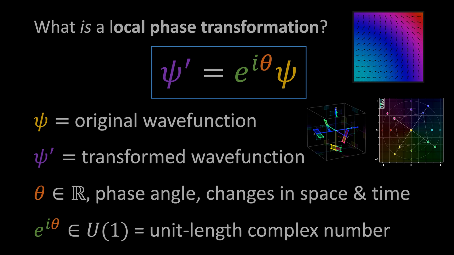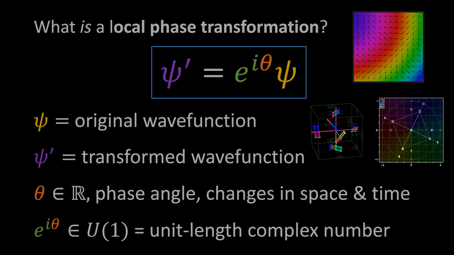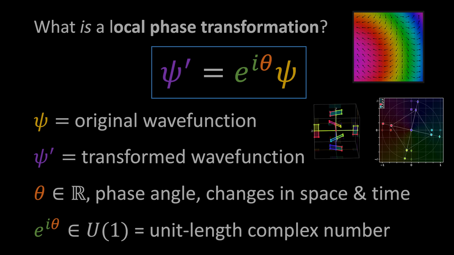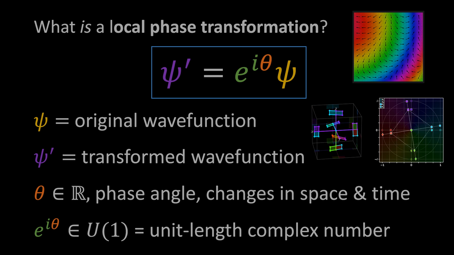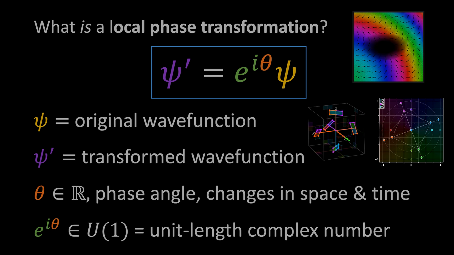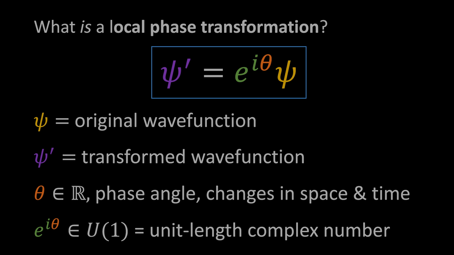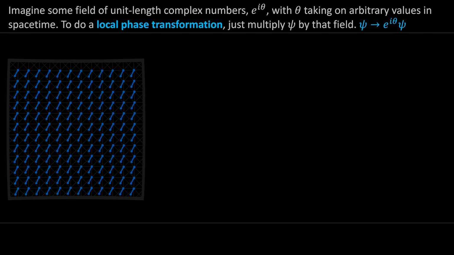So these local phase transformations are going to twist the flags around arbitrarily in space and time, depending on how we define our theta field. But the transformation is not going to be changing the orientation of the flagpoles themselves. It's just going to be turning the flags around their flagpoles. Okay, so let's look at a specific example.